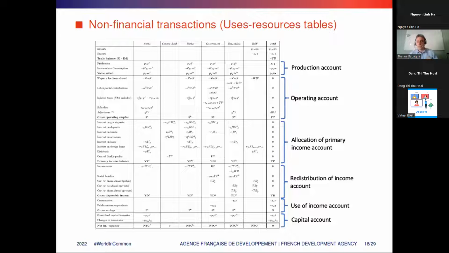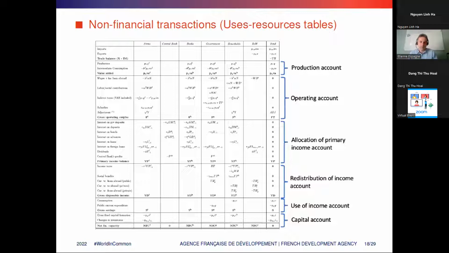So either it's positive, which means that the agent, the firm for example, has capacity to finance, so they will have to allocate their wealth to some specific financial assets, or they have a need for financing, and that means they will need to be financed by other actors.